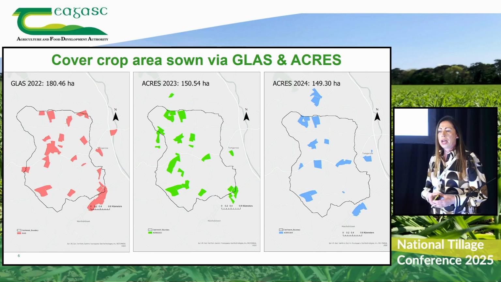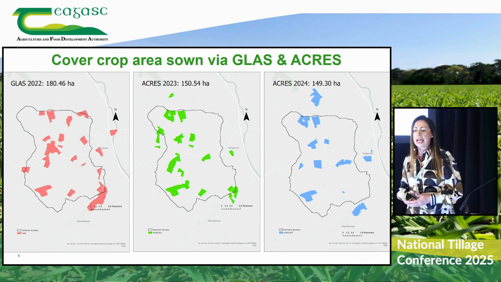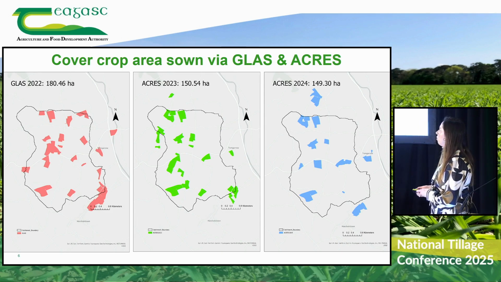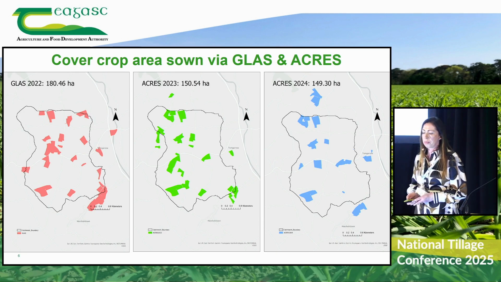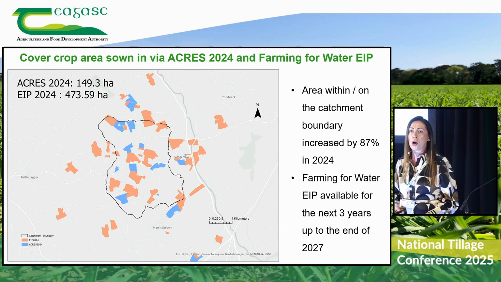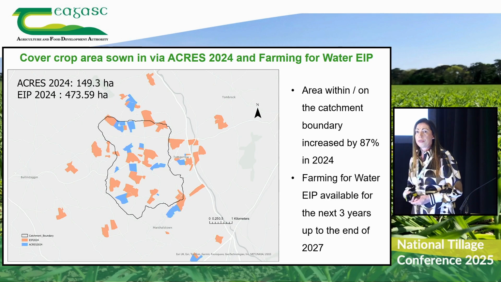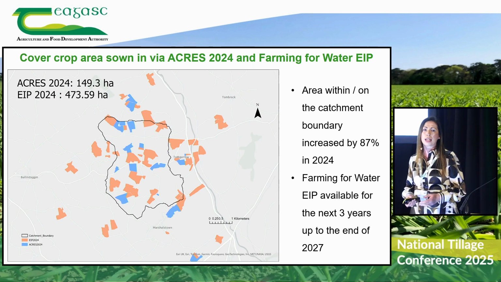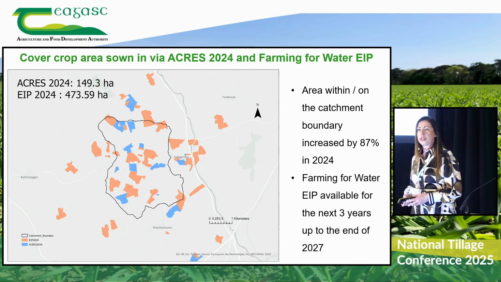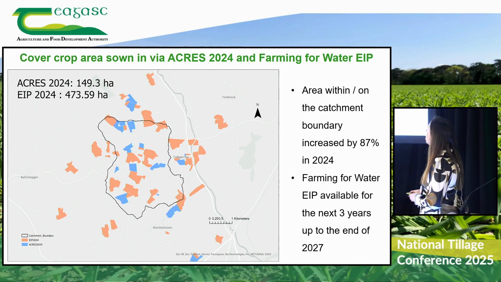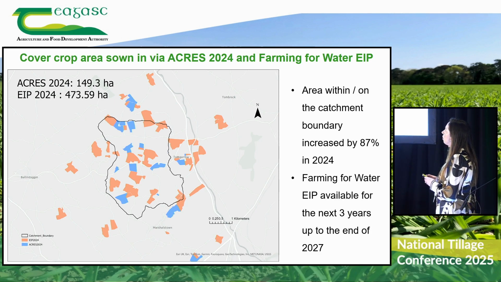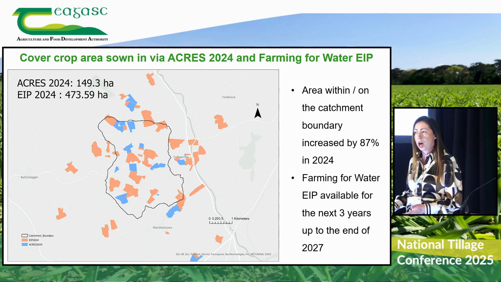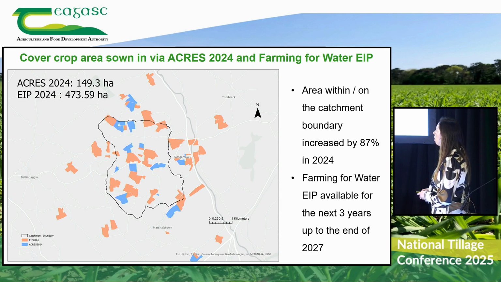So this is the cover crop area that has been sown through GLAS and ACRES over the last 3 years. So we've seen 120 hectares within the catchment boundary sown with cover crops through the agri-environmental schemes. In the year just gone by, farmers were able to apply for the Farming for Water EIP funding to increase their area of cover crop sown to a max of 20 hectares, in addition to what they had submitted in ACRES. So we've had an 87% increase within the catchment boundary of cover crops sown over the year gone past. So, a really positive increase in the area of cover crops sown.